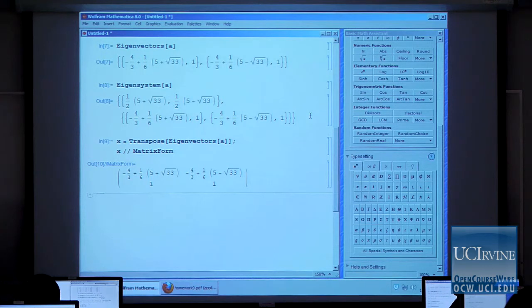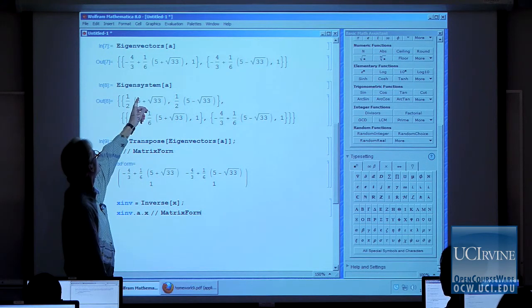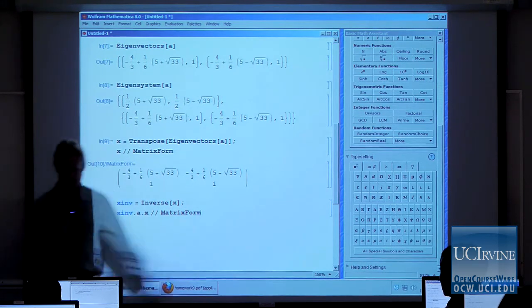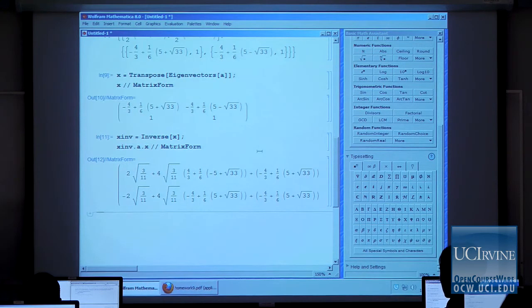All right, now let's go ahead and get the inverse. So I'm going to say Xinv equals Inverse of X. Okay. And then what we'll do is we'll say Xinv dot A dot X. And I'm going to put that in matrix form. Okay? And the similarity transform tells us then what I should get out is a diagonal matrix whose 1,1 element is here and 2,2 element is here. And maybe we need to simplify.